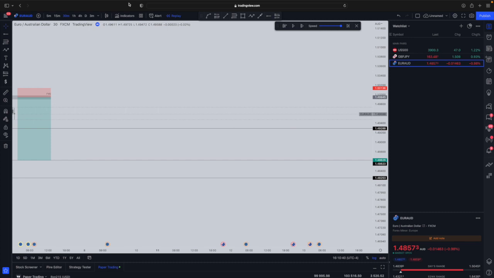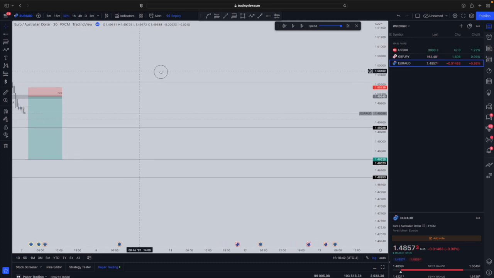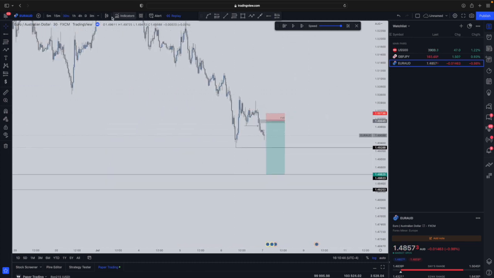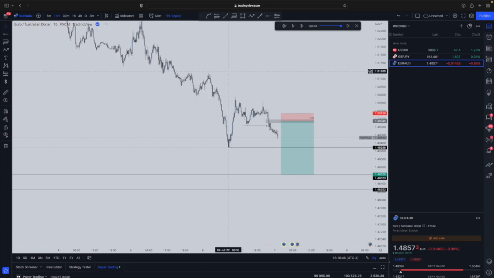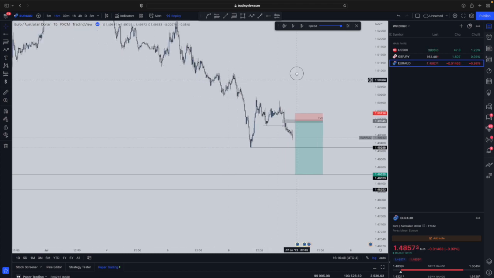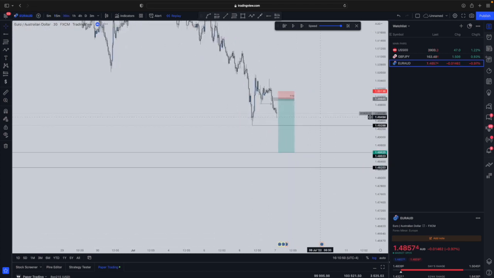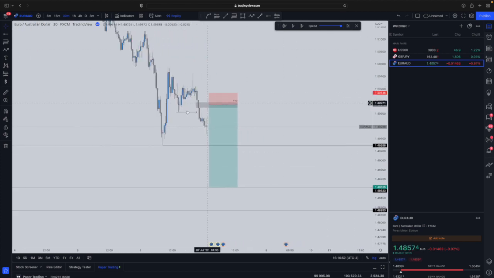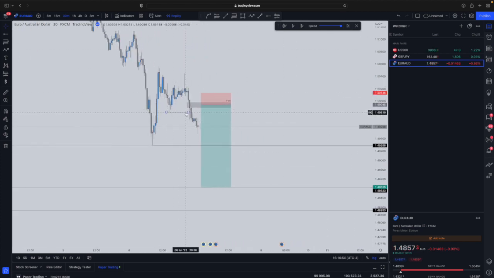Go to the 15-minute chart. There wasn't anything on the 15 that I was looking at. Going back to this, we see the break of structure and the short-term liquidity grab taken, a small break of structure here. Now we're looking for the retracement back into the fair value gap.